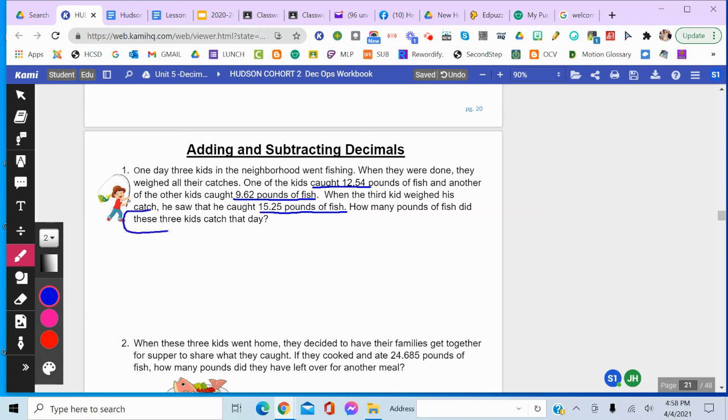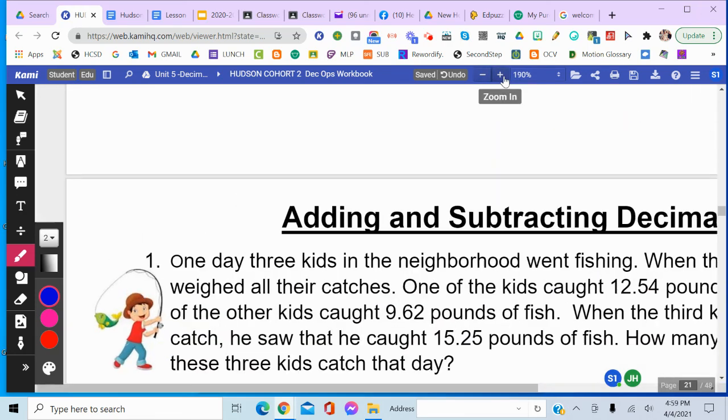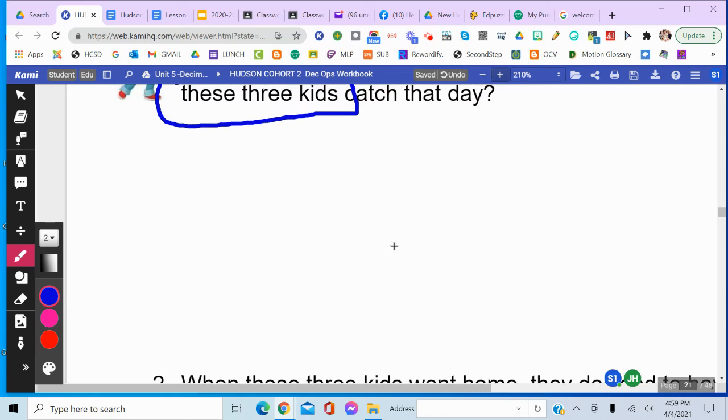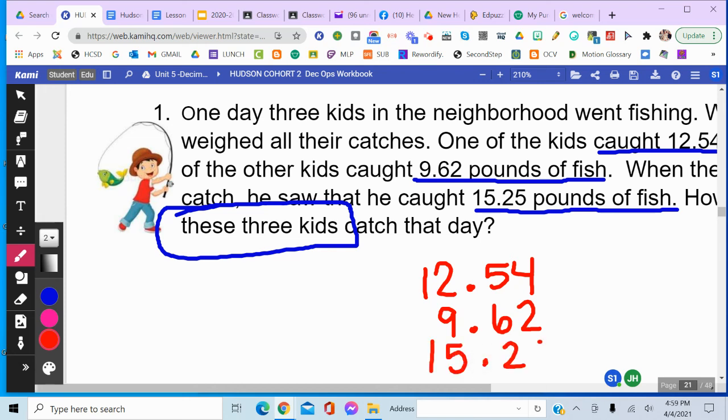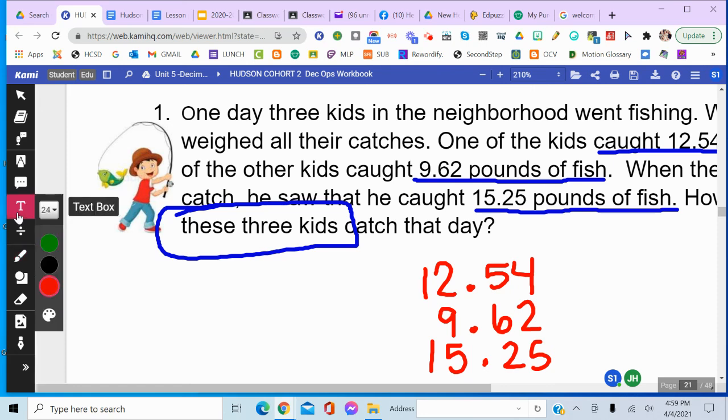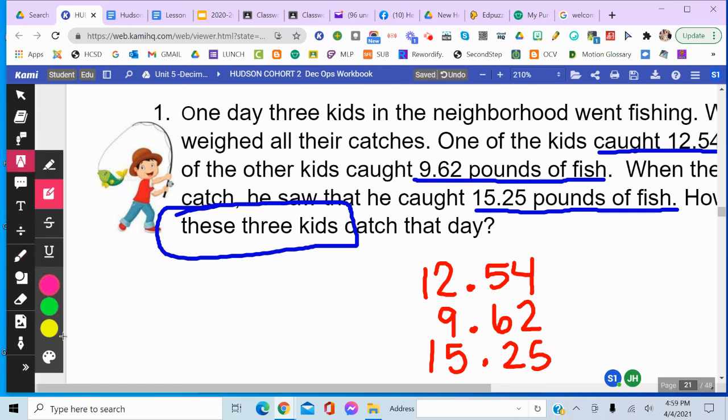So these 3 kids is telling you that it wants to add. It wants all of their catches together. So we're going to add. So I'm going to zoom in so that I can show the steps. So the first thing is to write the numbers and make sure that I'm lining up my decimal points. So I have 12 and 54 hundredths. I have 9 and 62 hundredths, and I have 15 and 25 hundredths. Okay, so step number 1 is taken care of when I write, as long as I make sure that my decimal points are lined up.